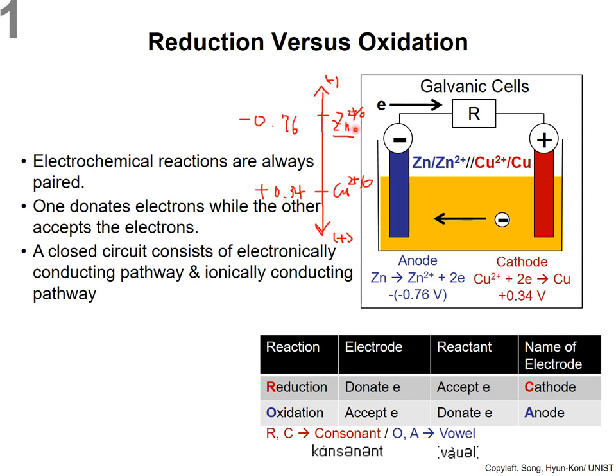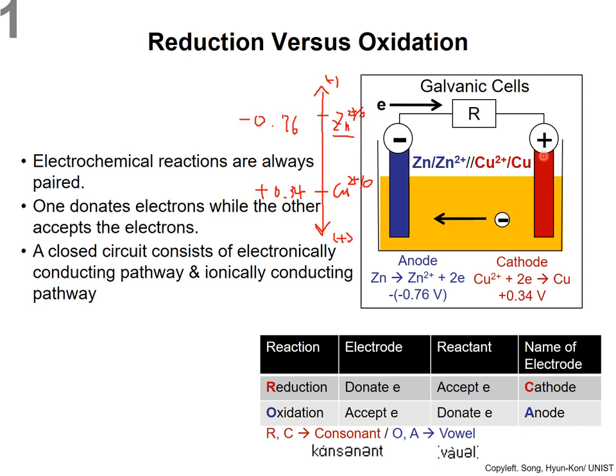So zinc would donate its own electron into copper. So zinc is dissolved into the electrolyte in the form of zinc 2 plus. At the same time, if you have copper 2 plus ions in the electrolyte, copper 2 plus is electrodeposited on the electrode. So electron flows from here to there, again from more negative reduction potential to more positive potential. That is the electrochemical cell, specifically a galvanic cell.